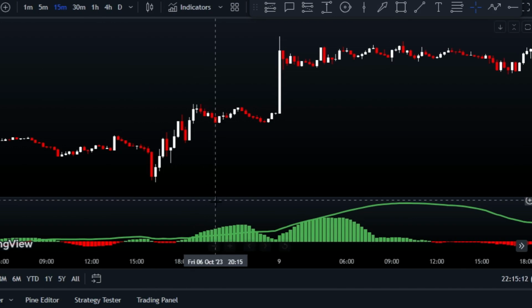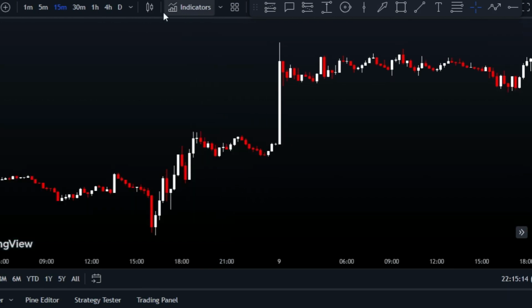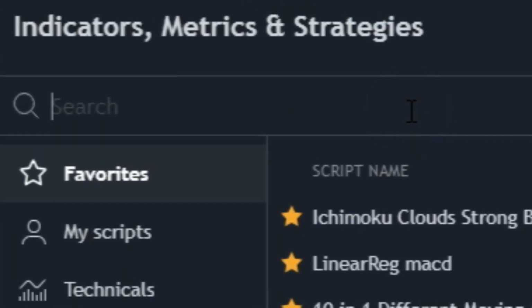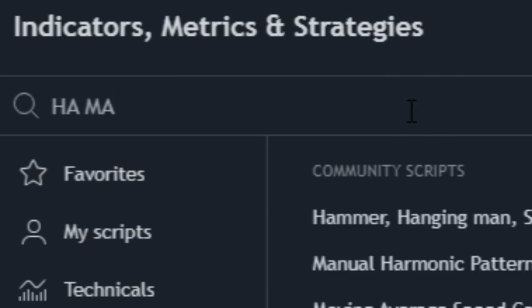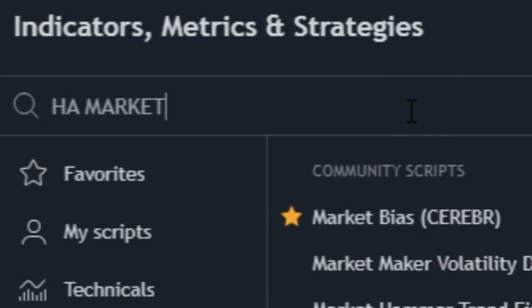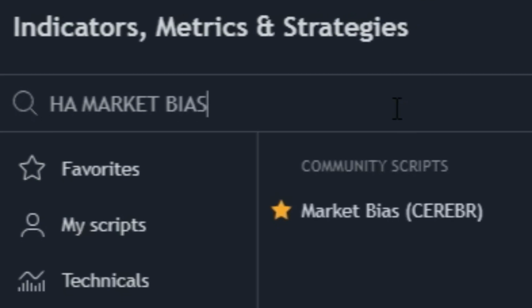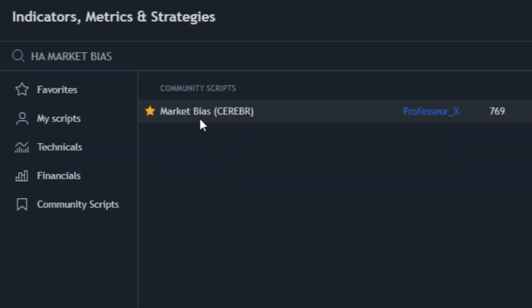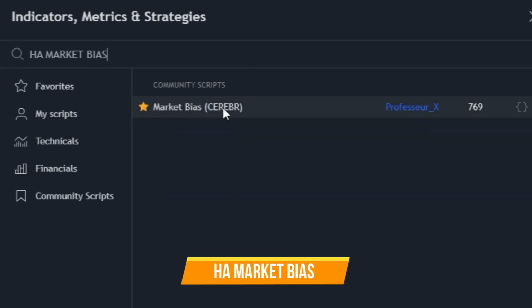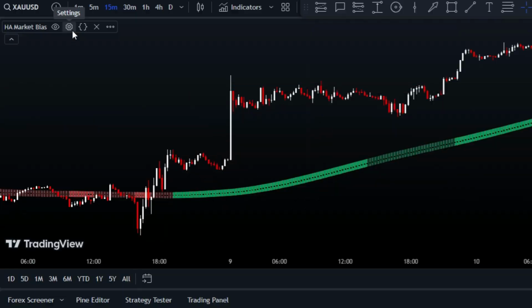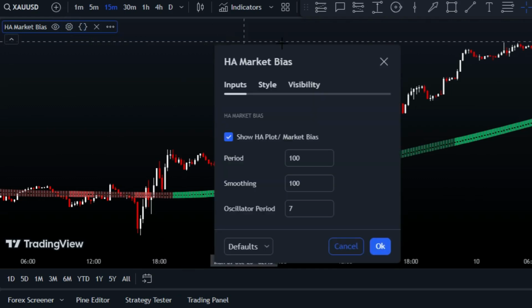Now, if you want to boost your strategy's win rate, you need to add the best trend detecting indicator from TradingView. To get it, go to the indicator section and look for market bias. Put this indicator on your chart. But hold up, don't forget to go to its settings and tweak them like I do.